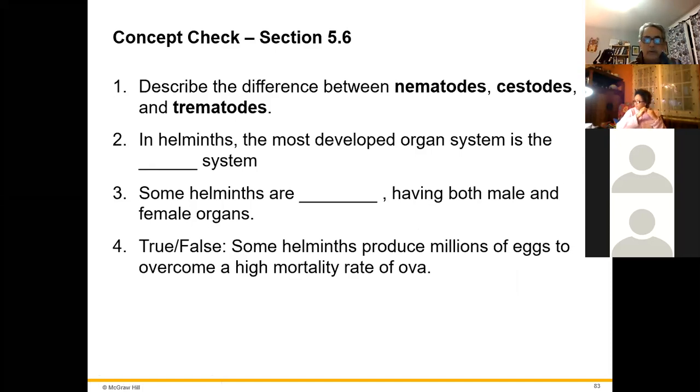So I don't even remember this: the nematodes, cestodes, and trematodes. In helminths, the most important developed organ system... Sorry, I'd have to go back through the slides. But you can go back if you want to review this. I'm going to post some material in our first module, summaries of the important slides for the test, and I'll have that posted by tomorrow.